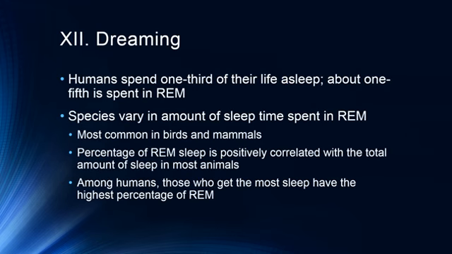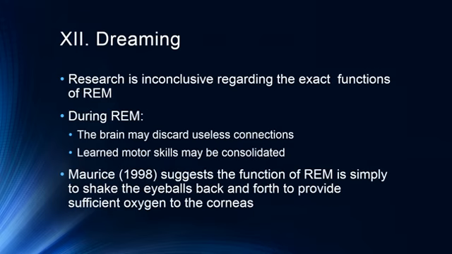So we spend about 1/3 of our life asleep. About 1/5 is spent in REM sleep. Species vary in the amount of sleep time spent in REM sleep. It's most common in birds and mammals. The percentage of REM sleep is positively correlated with the total amount of sleep in most animals. Among humans, those who get the most sleep have the highest percentage of REM sleep. So research is inconclusive regarding the exact functions of REM, but during REM, the brain may be discarding useless connections. We may be learning motor skills and memories.